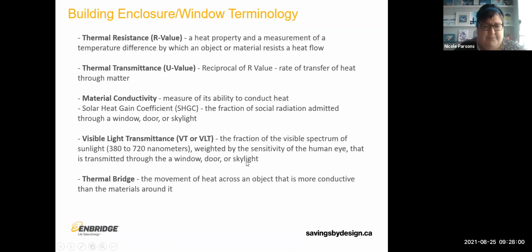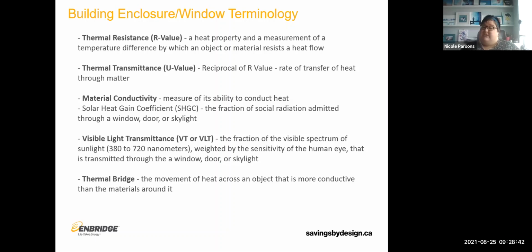Then we have the visible light transmittance, which again is related to the IGUs. That's the fraction of the visible spectrum of sunlight, weighted based on the sensitivity of the human eye, that is transmitted through the window, door, or skylight. So it's a bit of a balance, right? You don't want to make a window have too low of a visible light transmittance in order to try to get a good solar heat gain, because what's the point of having a window if you're not getting that good natural light into a space? So it's a bit of a balance, and we'll talk about that a little bit as well.